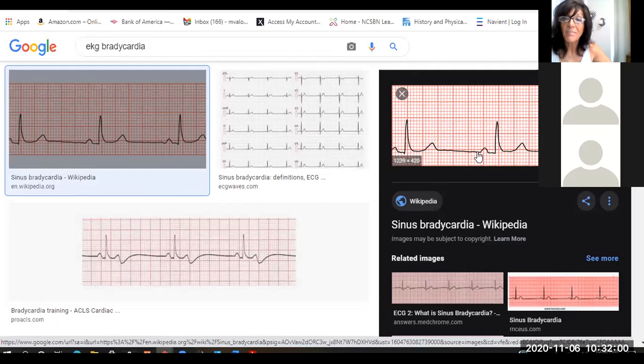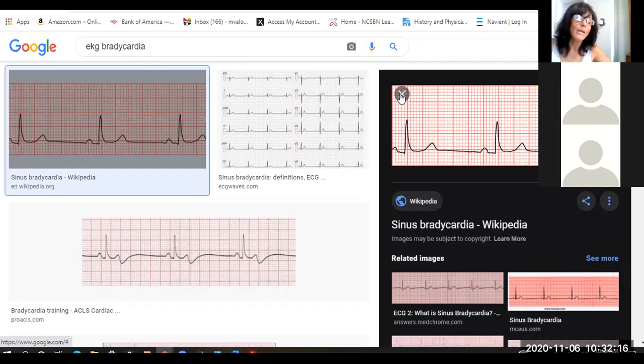How do I know it's sinus? Because there's a P wave and a QRS complex and a T wave every time. As long as those things are present, that's a sinus rhythm. And that's all you got to know. And this one is sinus brady because it's going super slow. Okay? All right. And by the way, sinus brady, the medication that we give to speed the heart up, atropine.